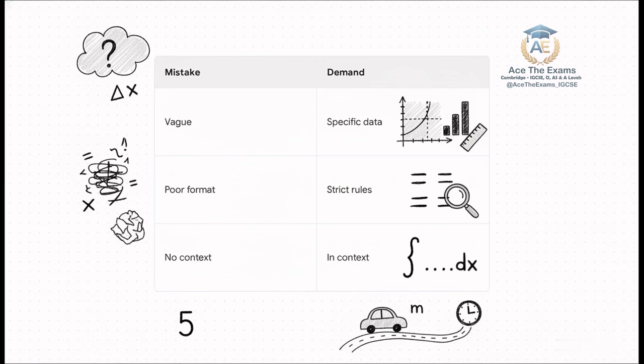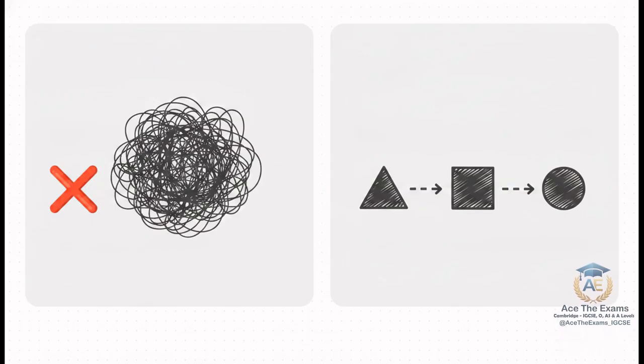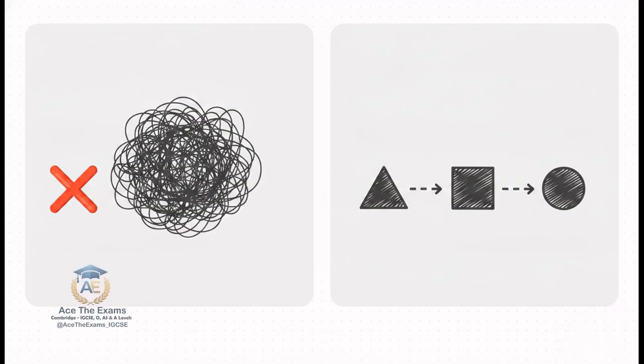And finally, ignoring the specific scenario. If the question involves integrating a velocity function to find displacement, your answer needs to reflect that real-world context with proper units like meters, not just a floating, meaningless number. Notice how the difference between a failing grade and top marks is simply the transition from throwing raw facts at the page to crafting structured, analytical responses.